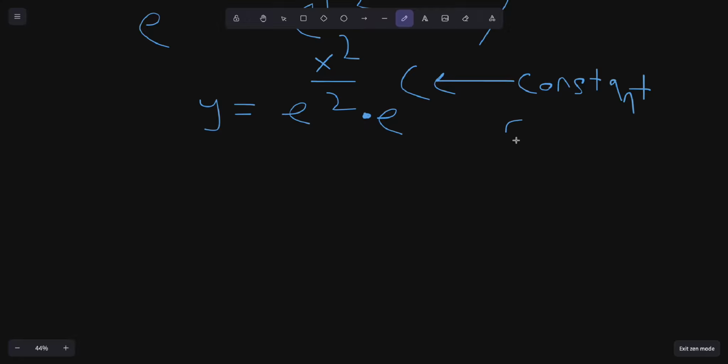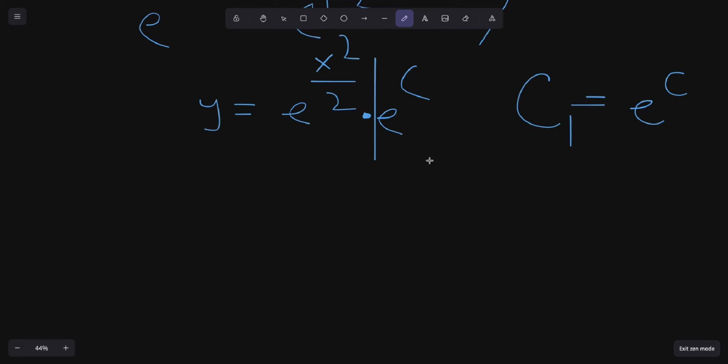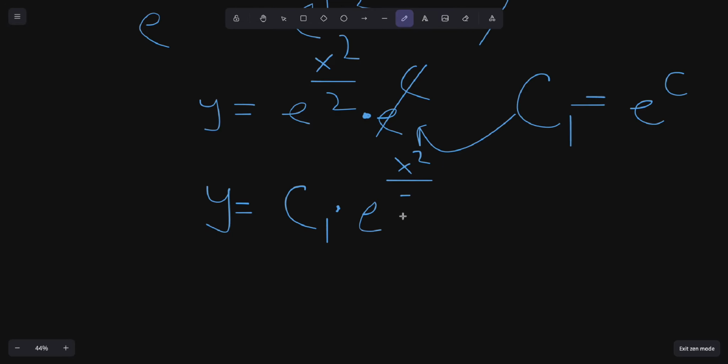For example, if c was equal to 3, let's just say e to the 3, that's still going to be another number, right? Another constant. And so let's just let c1 be equal to e to the c. We set another arbitrary constant equal to this constant that we have here, just to simplify things a little bit. And so our final simplified equation is going to be c1 multiplied by e to the x squared over 2. And that is going to be the solution to this.